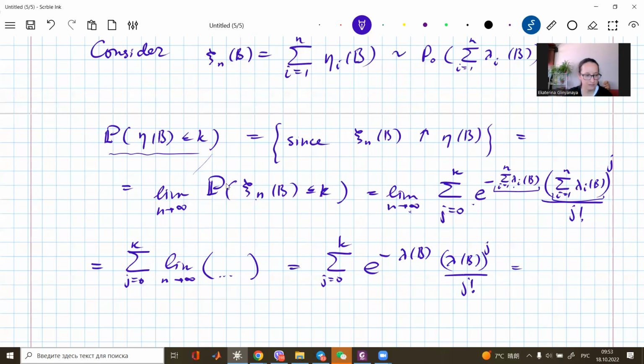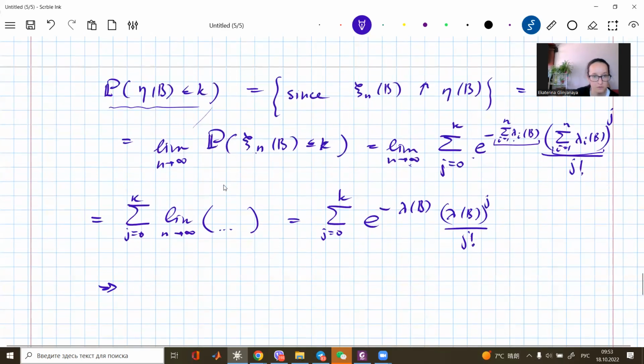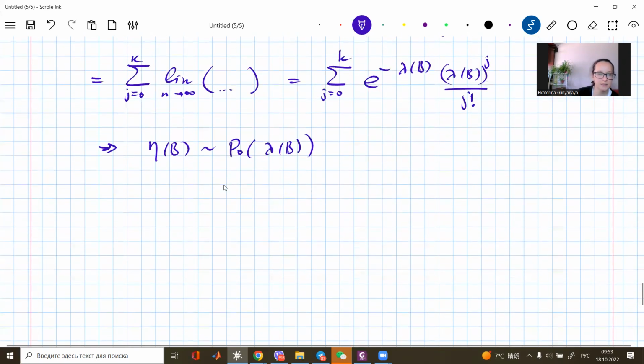So this is the cumulative distribution function of a Poisson process. This is just by the definition, eta of B has a Poisson distribution with parameter lambda of B. Okay, now the independence: how can we see that for non-disjoint sets? This is the second property.